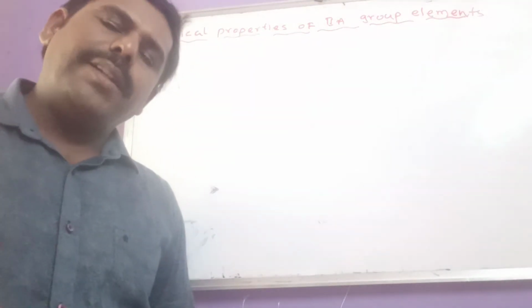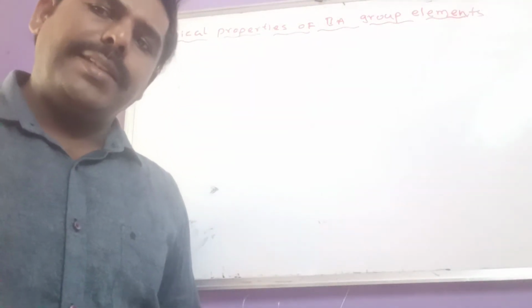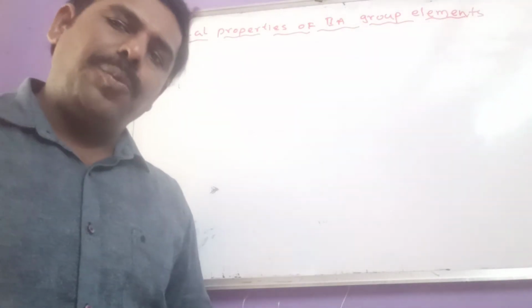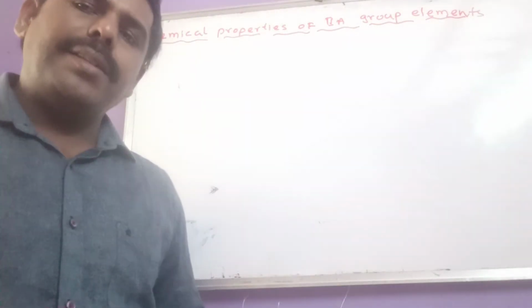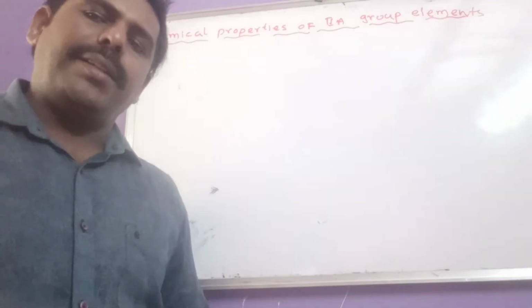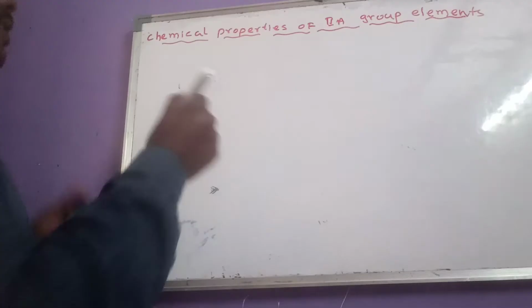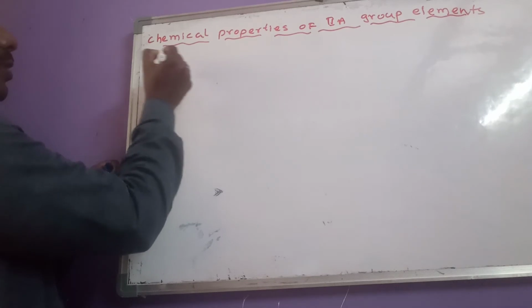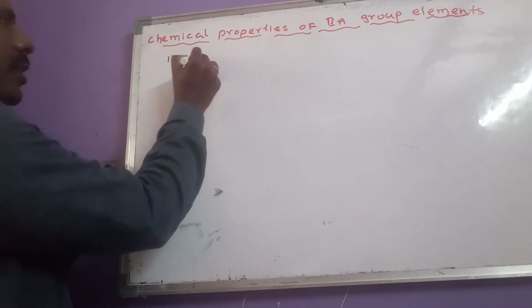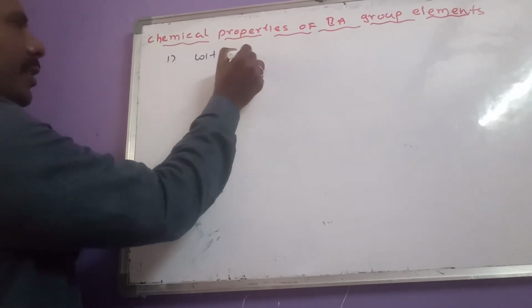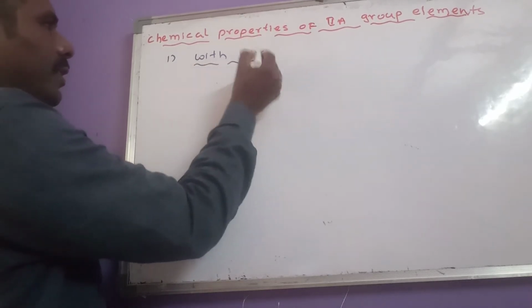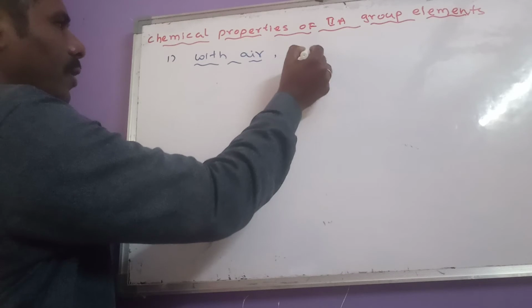Hello to everyone. In this video, let us discuss chemical properties of second A group elements, that means alkaline earth metals. Let us see here. So, what are the chemical properties here? First one is reaction with air, and also water.